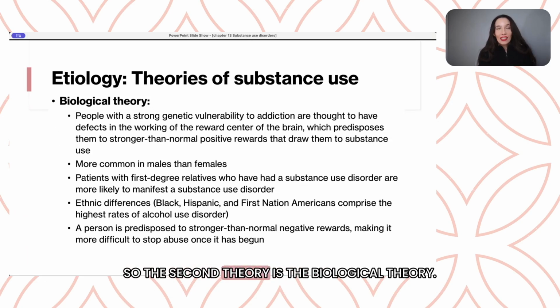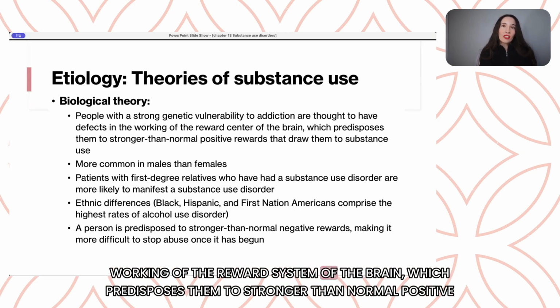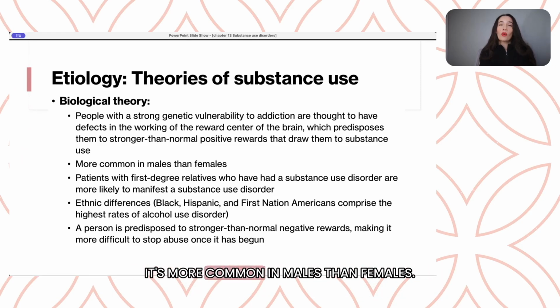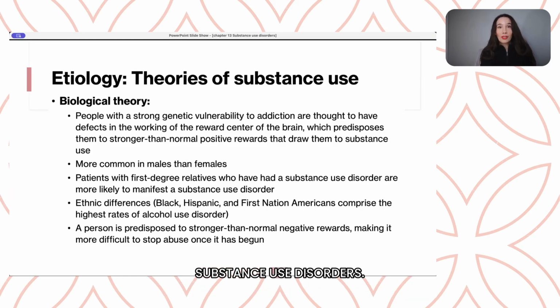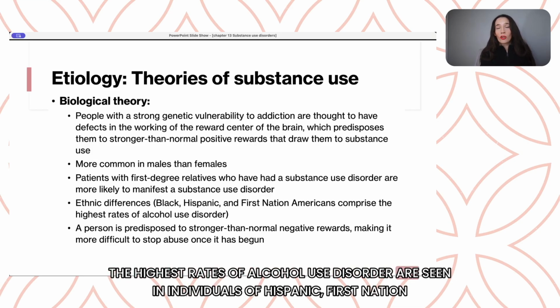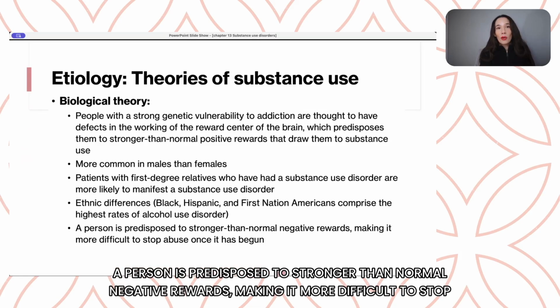So the second theory is the biological theory. People with strong genetic vulnerability to addiction are thought to have defects in the working of the reward system of the brain, which predisposes them to stronger than normal positive rewards that draw from the substance use. It's more common in males than females. Patients with first-degree relatives who have a substance use disorder are more likely to have substance use disorders. There are some ethnic differences. The highest rates of alcohol use disorder are seen in individuals of Hispanic, First Nation Americans, and African Americans. A person is predisposed to stronger than normal negative rewards, making it more difficult to stop the abuse once it's begun.